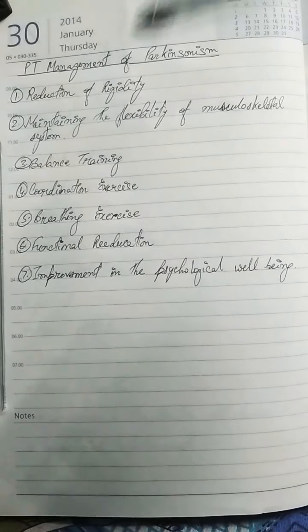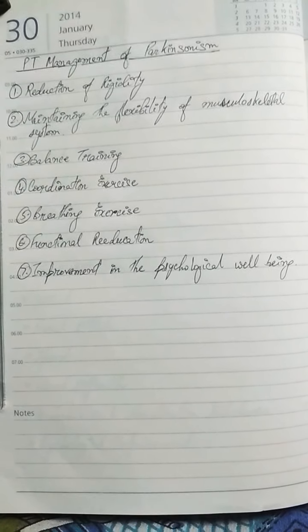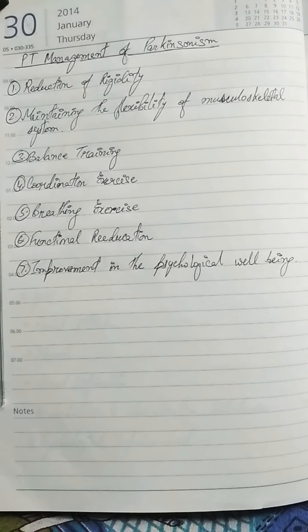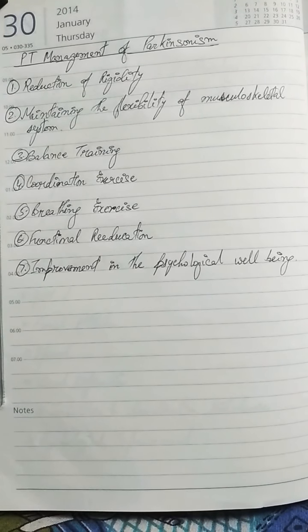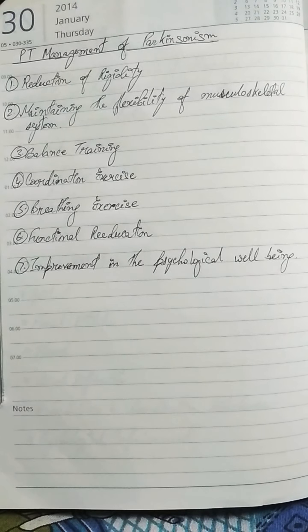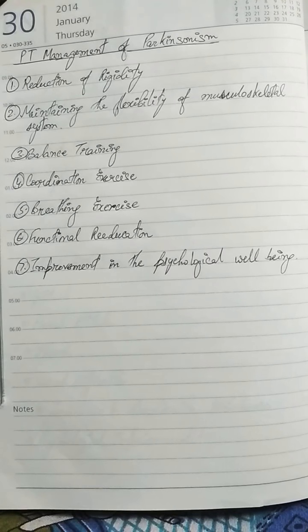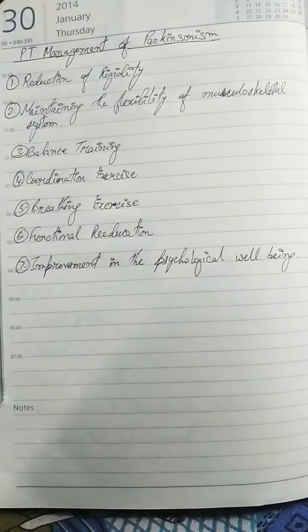Number 3 is balance training. As I have said in the previous class, balance is severely impaired in case of a Parkinsonism patient, and the patient tends to fall down more often. So balance has to be improved in a Parkinsonism patient, and that can be done by doing various balance exercises.